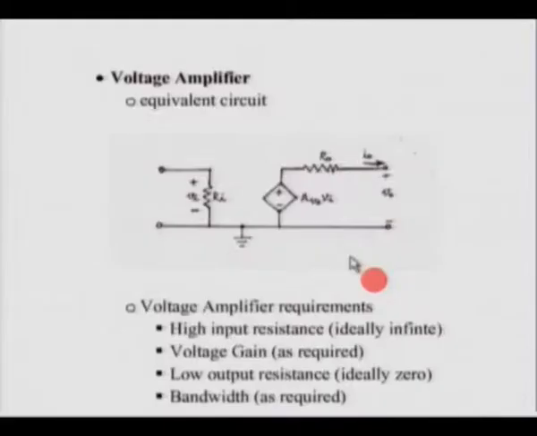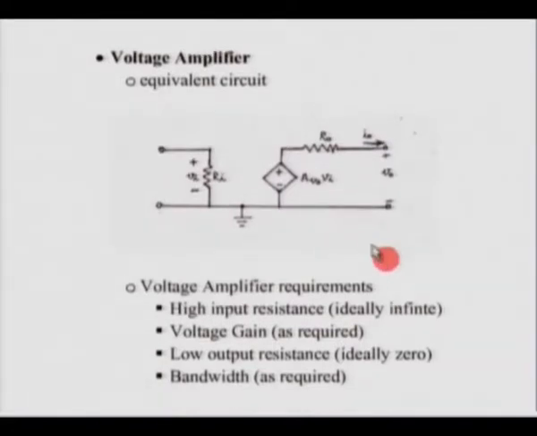Most of the time we are talking about a voltage amplifier. Let us see the equivalent circuit of a voltage amplifier. Essentially, a voltage amplifier can be shown by the figure shown here. At the input side you have a resistance Ri, which models the input resistance of the amplifier, and the voltage which is to be amplified, Vi, develops across that resistance.